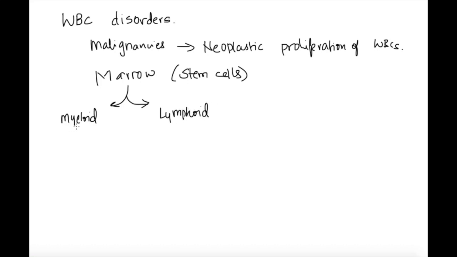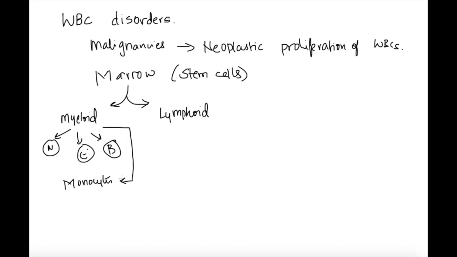Myeloid series will give rise to your granulocytes that include the neutrophils, eosinophils, basophils, that also involves the monocytes. Right? So these are the cells that originate from the myeloid series. From the lymphoid series, we have the B cells and the T cells. Okay?